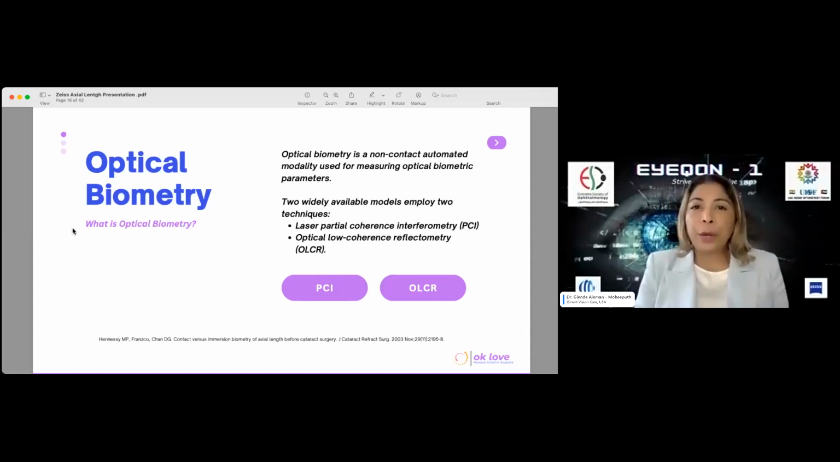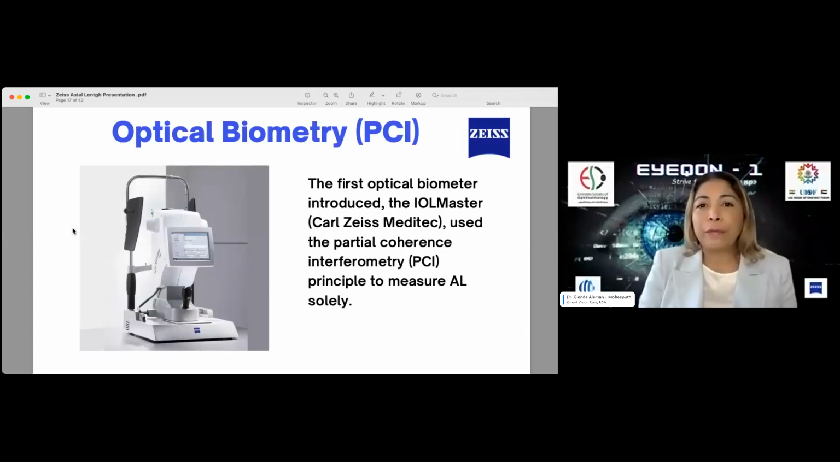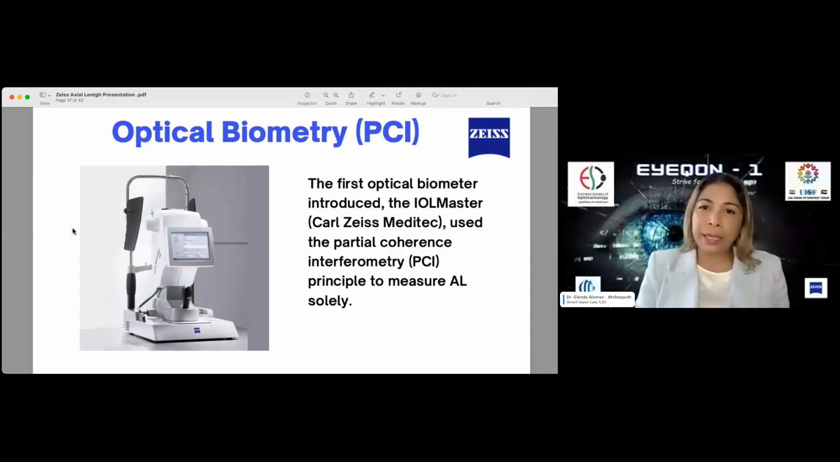So for optical biometry, we have two different technologies. One uses laser partial coherence interferometry, or PCI, and the other uses optical low coherence reflectometry, or OLCR. The first PCI biometer introduced was by Zeiss, and it has been the standard of care for biometers for a long time: the IOLMaster.